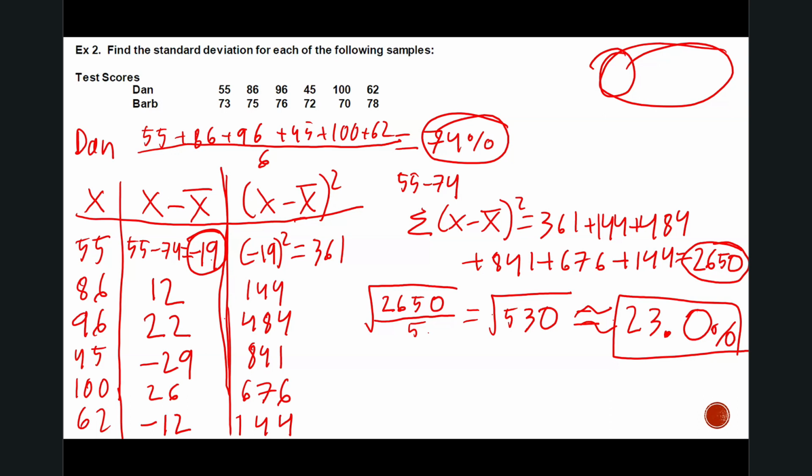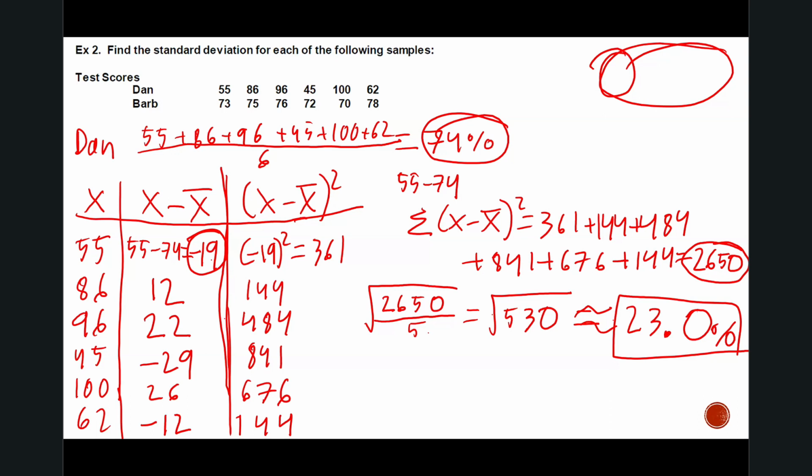So then you can use the formula. You square these. They all should be positive. You should never get a negative number when you square. And then you add them together. This is the sum. You divide this by 5. You take the square root of that. Make sure you do that in order. And you get 23.